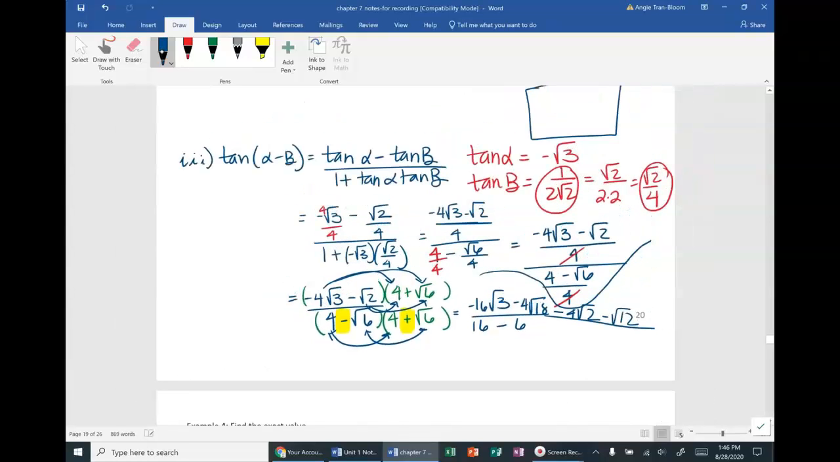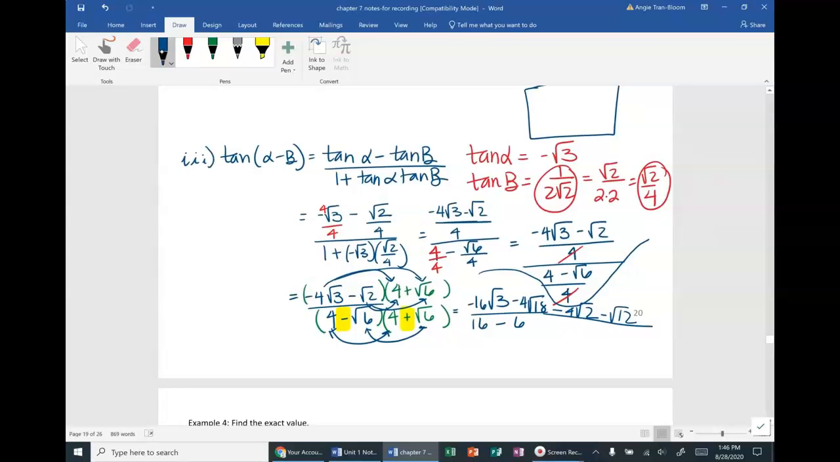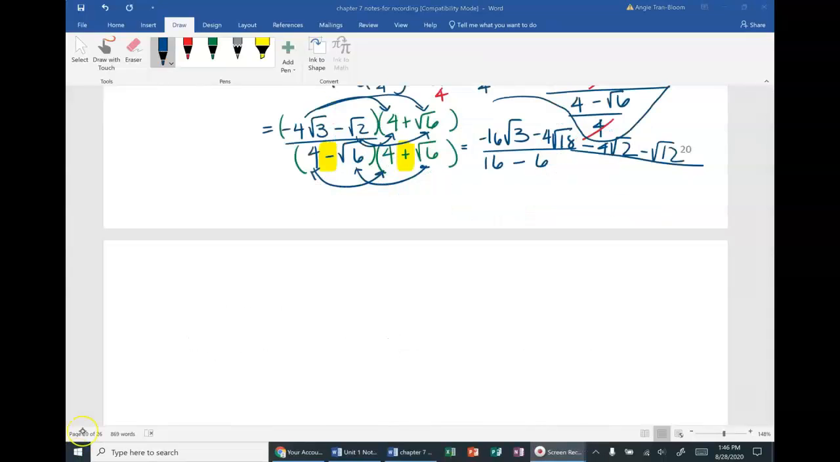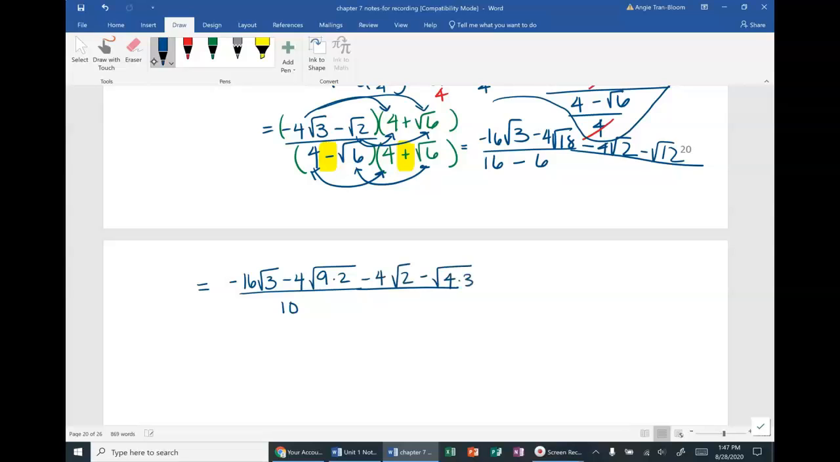Okay, so now on the denominator, I'm going to move it all the way over here. The denominator is not bad, that's just 10. Then I have negative 16 radical 3 minus 4. Rad 18 is really square root of 9 times 2. Then minus 4 rad 2. Rad 12 is really square root of 4 times 3. As you can see, I'm trying to write everything out so we can simplify.